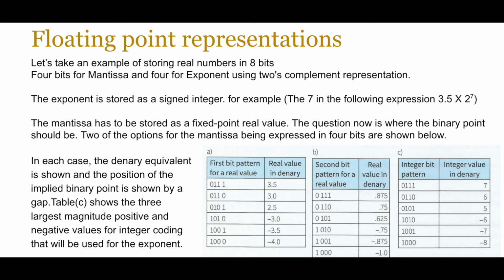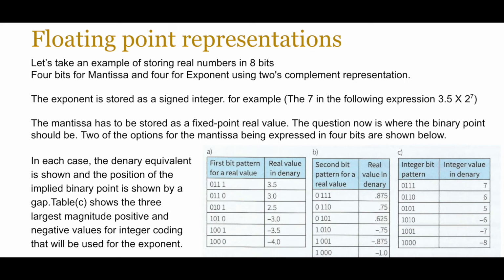Now if you look at the second table, table B, which is a second bit pattern for a real value, here we have 0, and then we can also store 1, 1, 1, which is now on the other side of the fractional part. So what's happening is that we've allocated 1 bit for the integer part and 3 bits for the fractional part. So in this case, you're going to have 0, 1, 1, 1, which equates to a half plus a quarter plus an eighth, which equals 0.875.